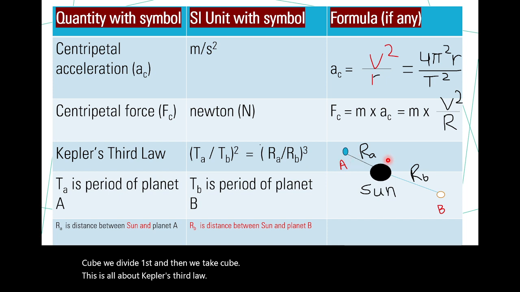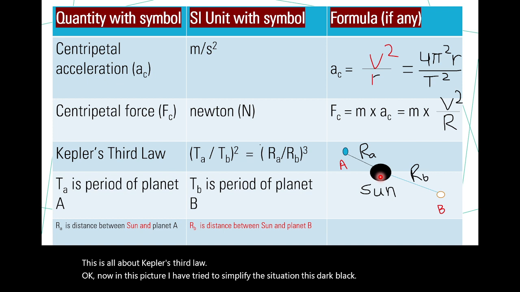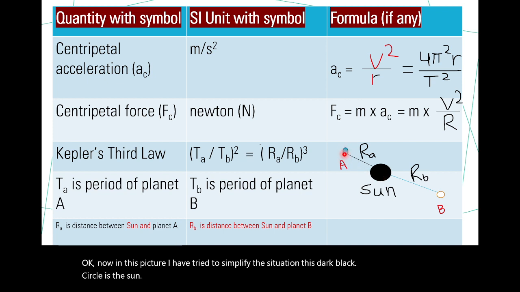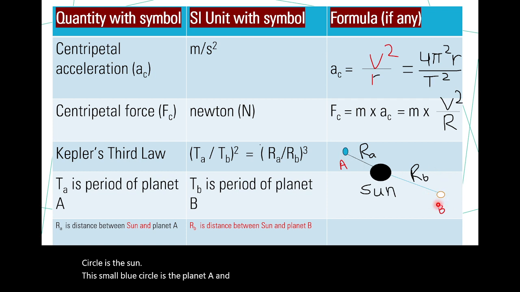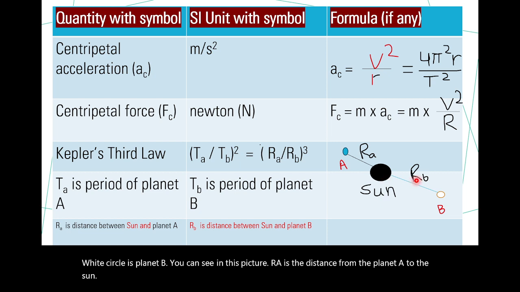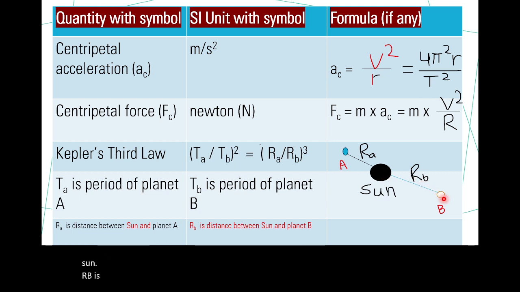Okay. Now, in this picture, I have tried to simplify the situation. This dark black circle is the sun. This small blue circle is planet A, and this white circle is planet B. You can see in this picture, RA is the distance from planet A to the sun, and RB is the distance from planet B to the sun. Let's move.